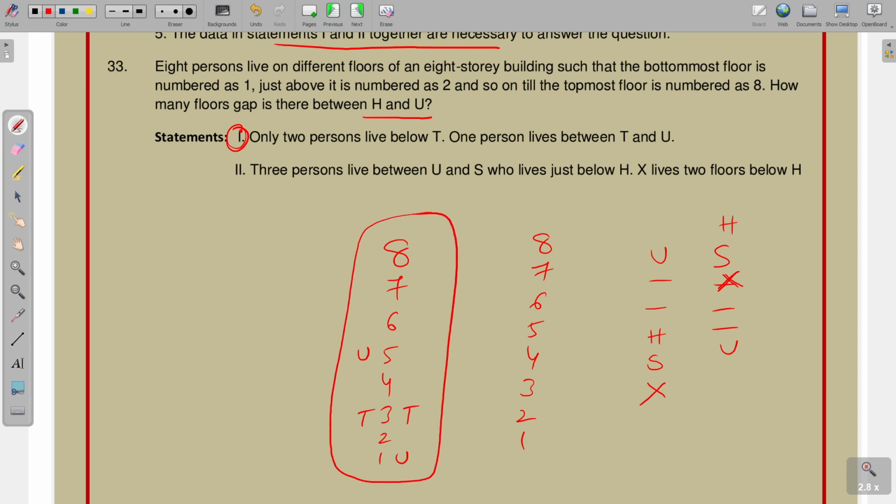Okay, so 3 persons live between U and S. So 1, 2, 3 here S is placing. And next, S who lives just below H, S is just below H. Next, X lives 2 floors below H, so X lives 2 floors below H, and here not possible. So between H and U, here there are 1, 2, 3 and 4.